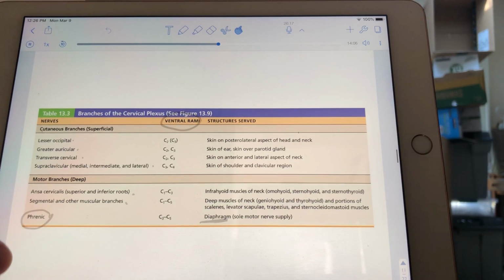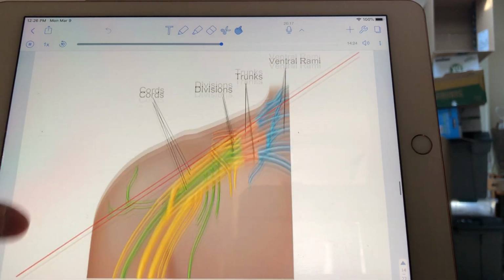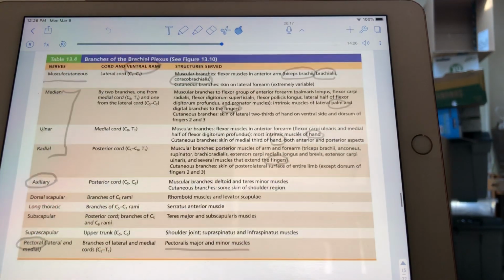Okay, moving on to slide number 11. You were provided with tables for each of the plexi. In other words, we have a cervical plexus, we have a brachial plexus, or really plexi since right and left.